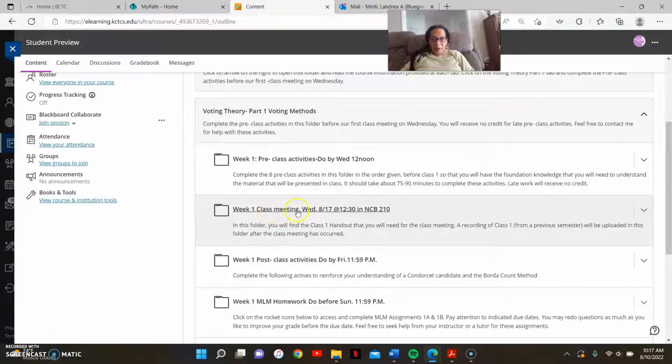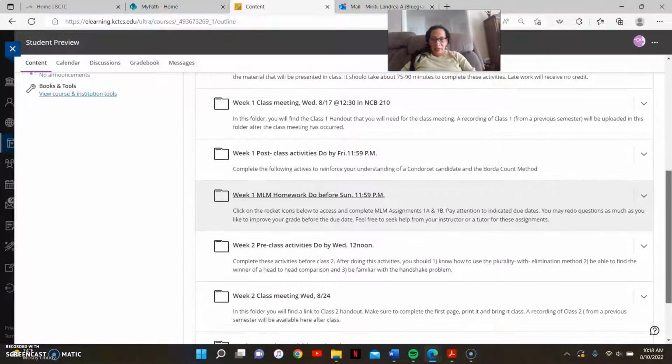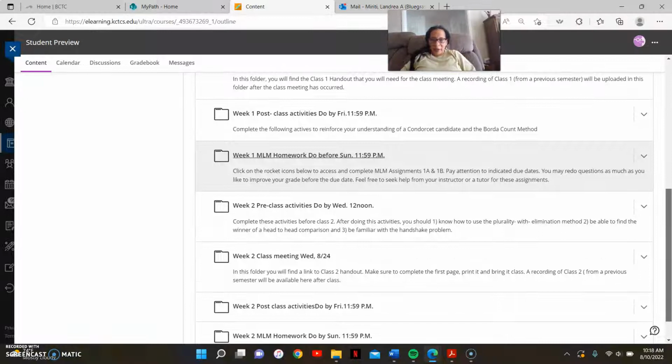Then we have our class meeting. Some information about the class meeting will be here. And then we have things that are due after class by Friday. And then we have homework and something called MyLabs Map that's due by Sunday. So every week is arranged this way. Like if you see week 2 here, what do you see? Pre-class activities, class meeting, post-class, and MyLabs homework.